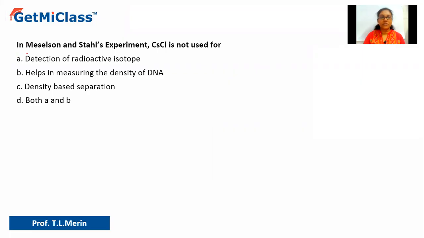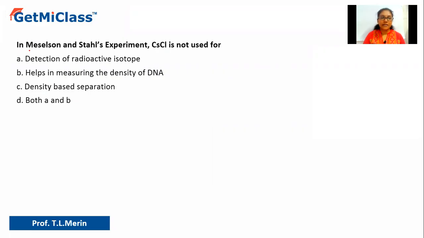So let's solve this question here. It says in Meselson and Stahl experiment, cesium chloride is not used for: option A, detection of radioactive isotope. Option B, helps in measuring the density of the DNA. Option C, density-based separation. Option D, both A and B.